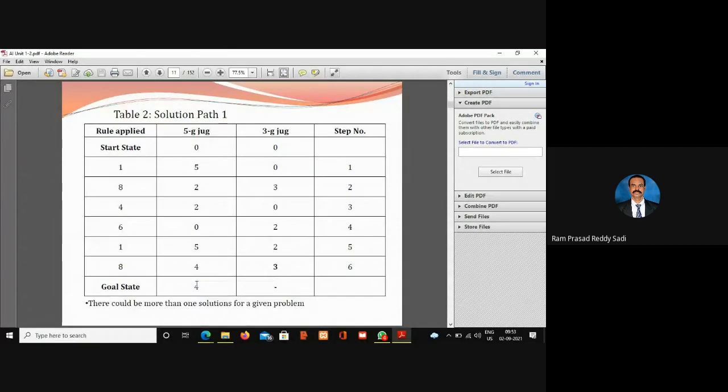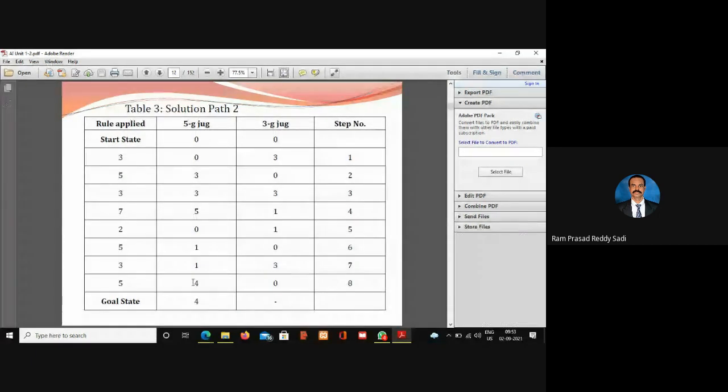See, in the previous case, this is 4, and in the second jug we have 3 gallons of water. In this example, in the second solution part, we have 4 gallons of water in the first jug and 0 gallons of water in the second jug. See, this is how you can apply the production rules.